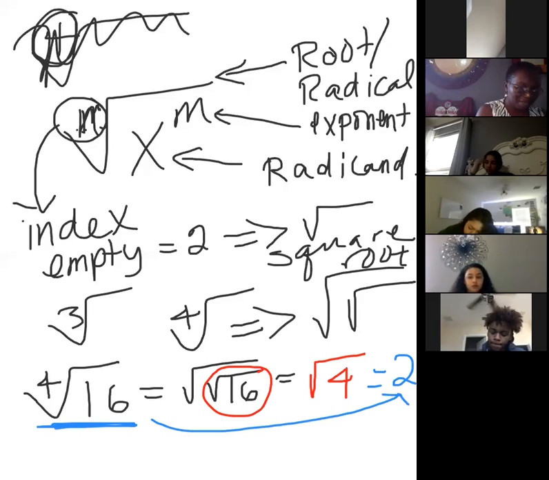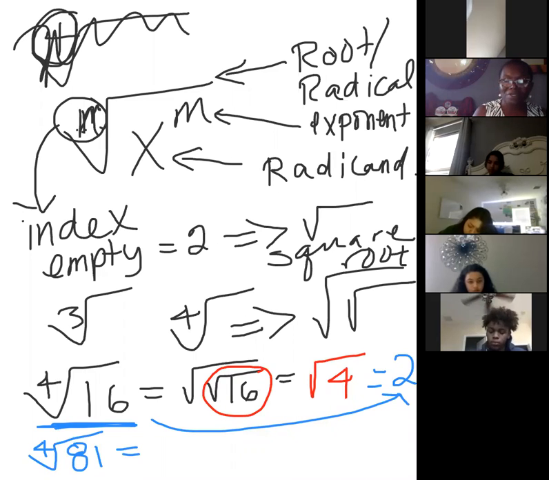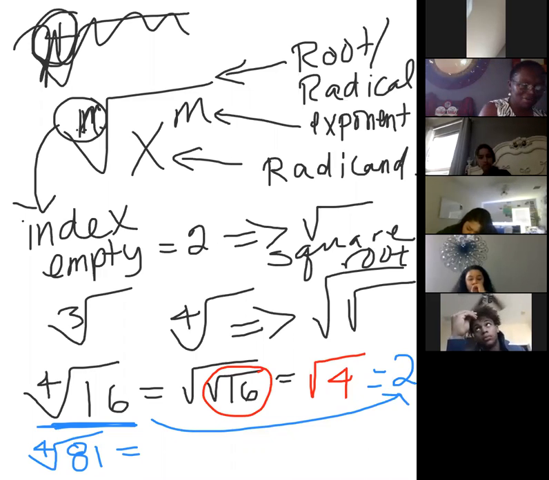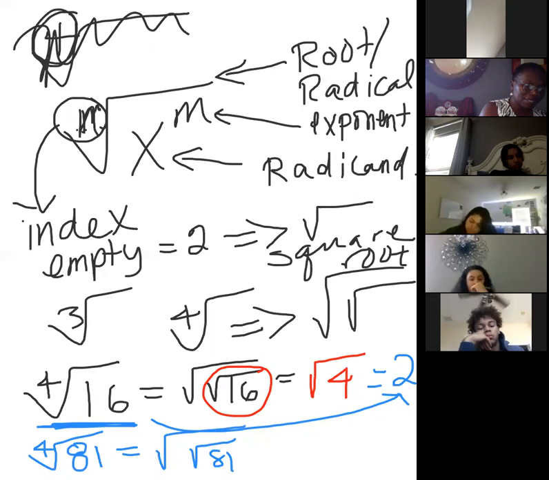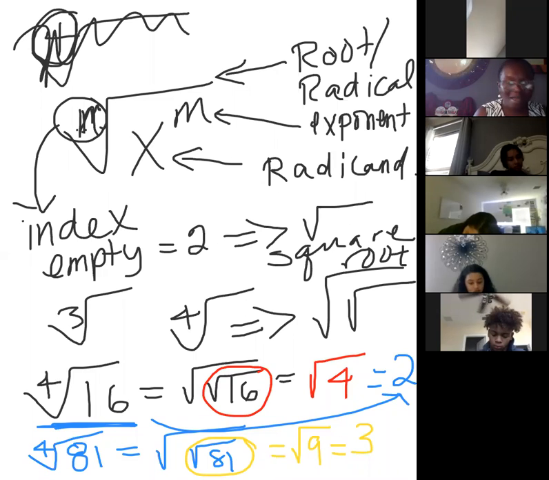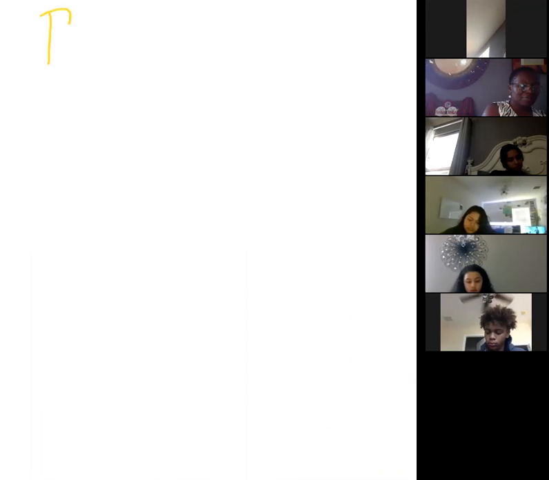So guys, if they were to ask you to find, let's say, the fourth root of 81, what would the answer be? As in, what number multiplies by itself 4 times to give you 81? What do you think it should be? 3. Okay, so let's go ahead and do that double square root again. The square root of 81 turns out to be 9. And then you take the square root of 9, so that gives you 3. And that's it, okay? Now, next, we're going to simplify radicals that include variables.